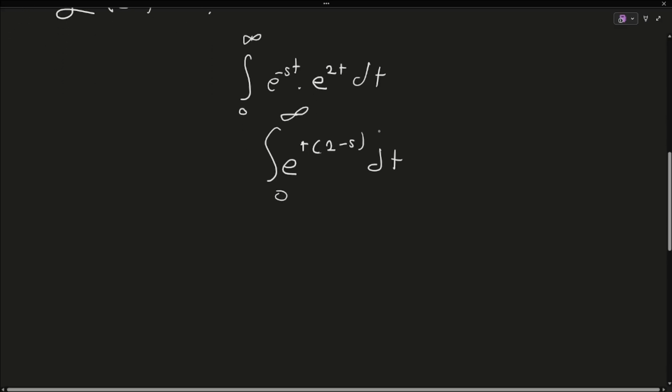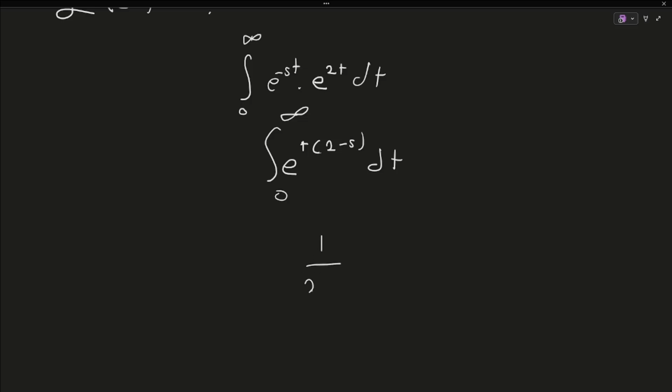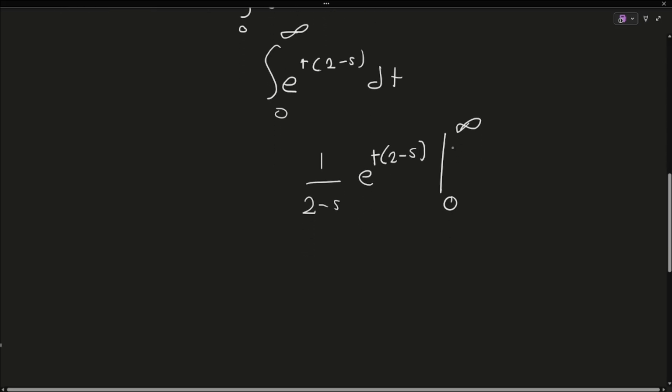And now we want to integrate this. So basically, we have a constant here, and this is e to the t. So every time you see these integrals, you can just go ahead and say 1 over 2 minus s. This is going to be the constant part, so we're going to divide with that and multiply with e to the t times 2 minus s. And this was from 0 to infinity, so basically we did integrate this, and now we're going to plug our bounds there.